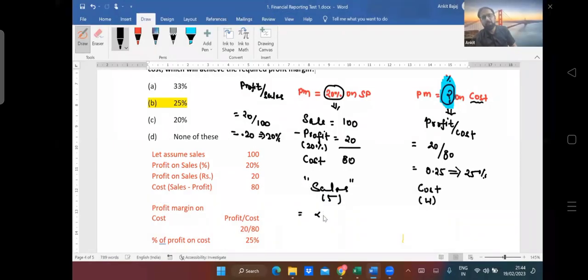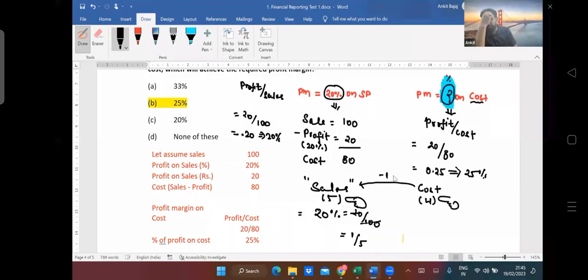How much profit does the company want to make on selling price? It is 20%. Now I can write it like this: 20 divided by 100, and if I shorten this number, it is going to be 1 divided by 5. Now there are 5 alphabets in sales and 4 alphabets in cost. Cost alphabets are lesser than sales by 1 alphabet. So here 1 by 5th is given, and what I will do is take 1 by 4th here.